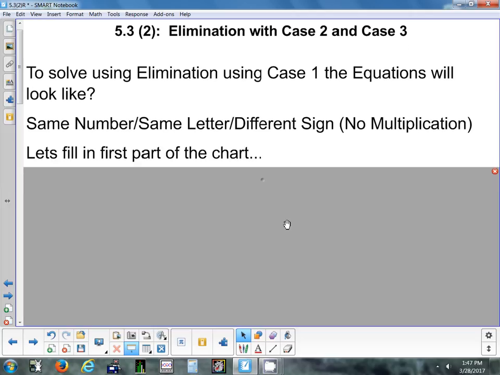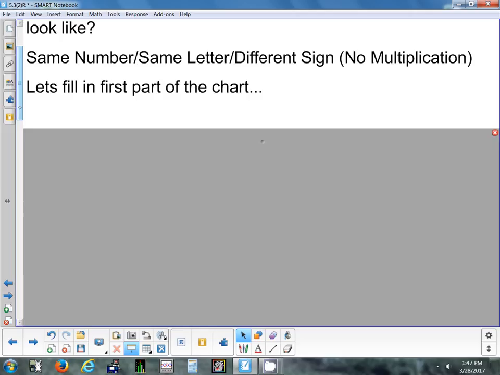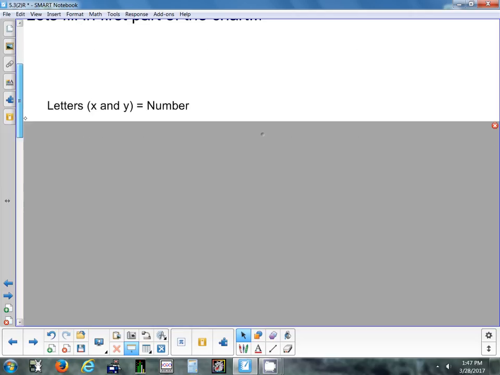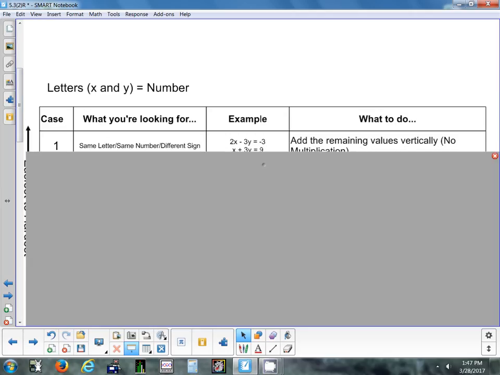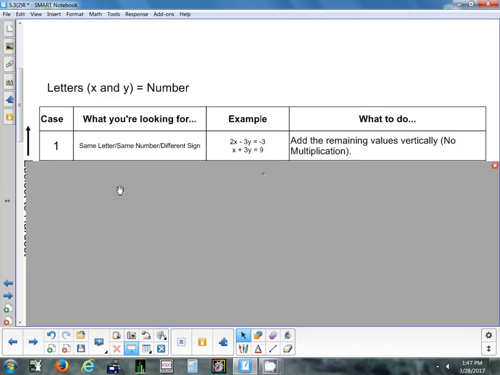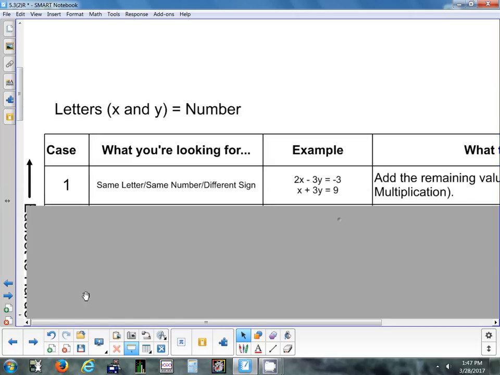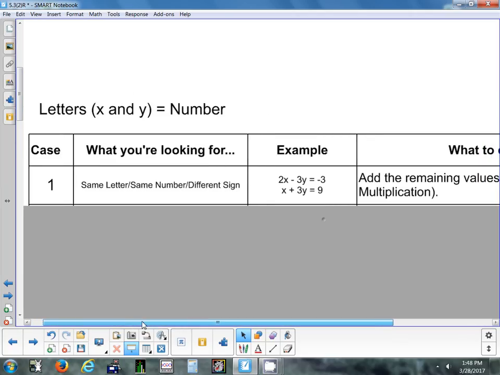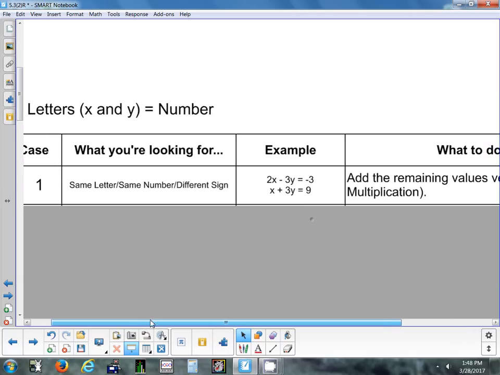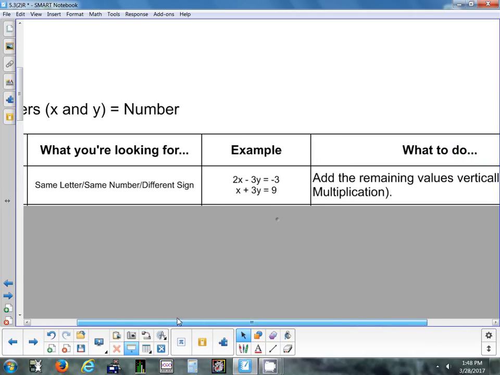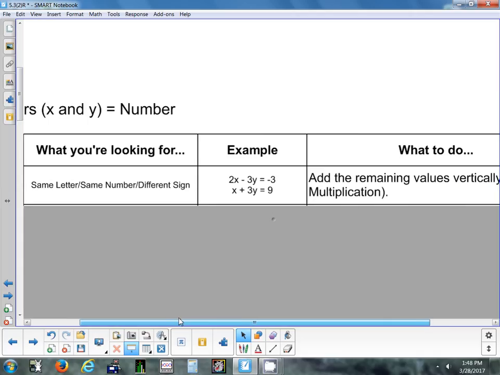First part of your chart is blank, so this is just going to go back to what we talked about yesterday. First thing, we'll fill them all in together. We're going to have case number one, which we talked about yesterday: same letter, same number, different sign. I know that space is a little tight, but just try to fill it in the best you can. We'll go over this tomorrow, guys, and I'll make sure you have a bigger chart. I just want you to keep up with what we're doing. So, same letter, same number, different sign. That's what you'll see if you're going to be able to solve using process number one.